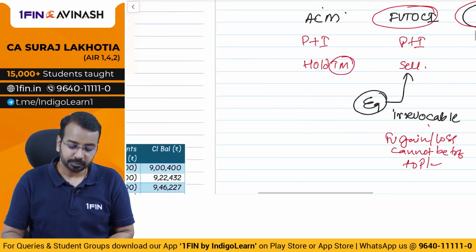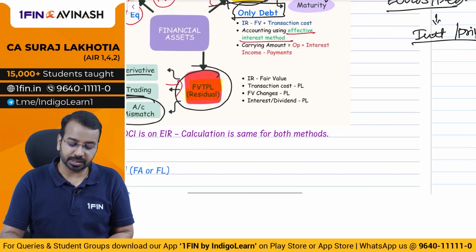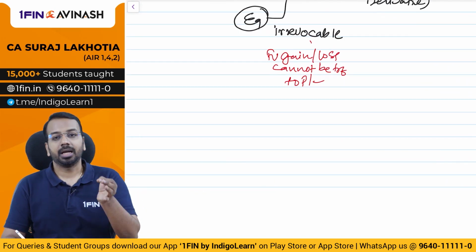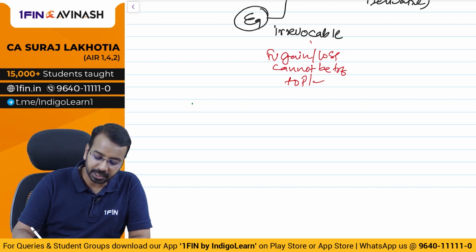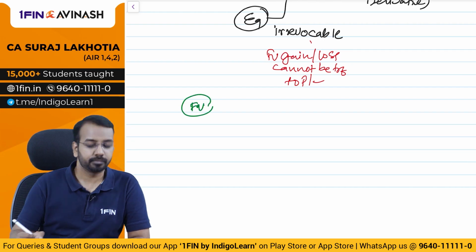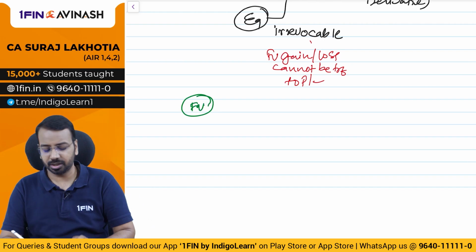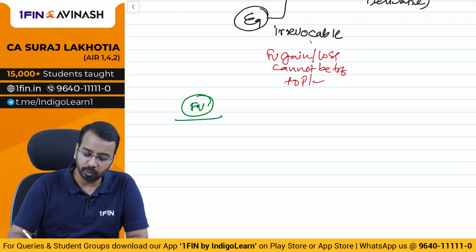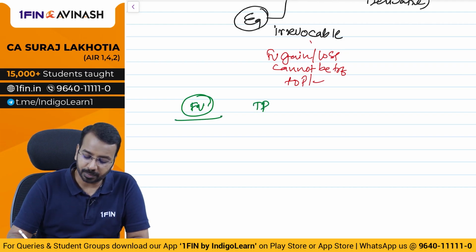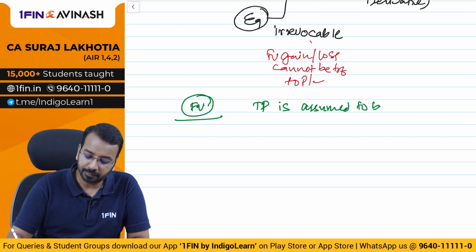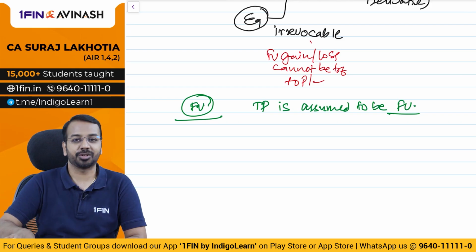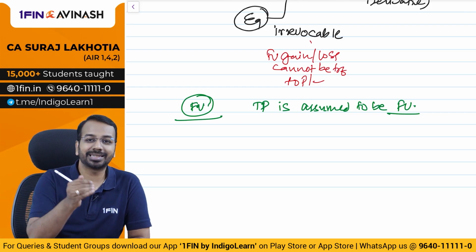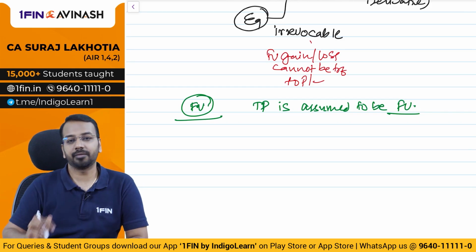Alright. Now, how do we account for each of these categories? Typically, any financial asset or any financial liability for that matter is initially recognized at fair value. Of course, transaction cost discussion is there, but initially recognized at fair value. Normally, transaction price is assumed to be fair value. Sir, what if transaction price is not the fair value? There is a separate discussion. But normally, whatever is the transaction price is assumed to be the fair value.